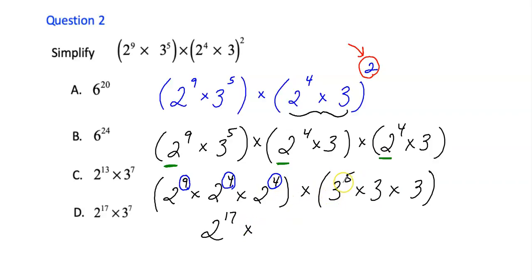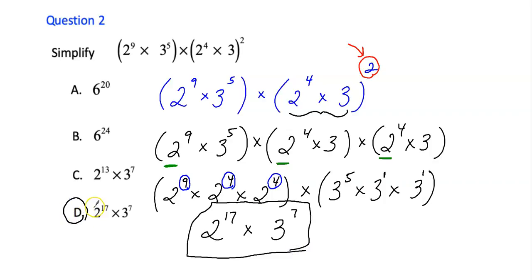So this is 3 to the 5th. Now this has an exponent of 1. It's implied. It's not shown. I'm going to write it in there, because the 3 is written 1 time. And same thing here. There's an implied exponent of 1. So I'll bring down my base of 3 and just add these exponents. 5 plus 1 is 6 plus 1 is 7. In other words, 5 plus 1 plus 1 is 7. And that is my answer, and that matches up with D. Let's go to the next question.